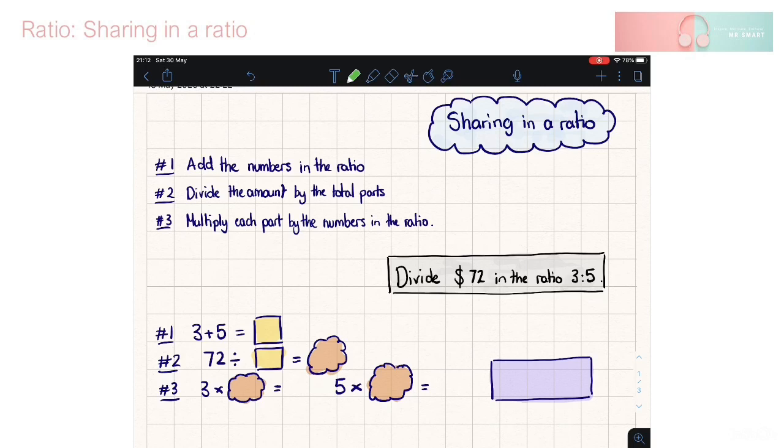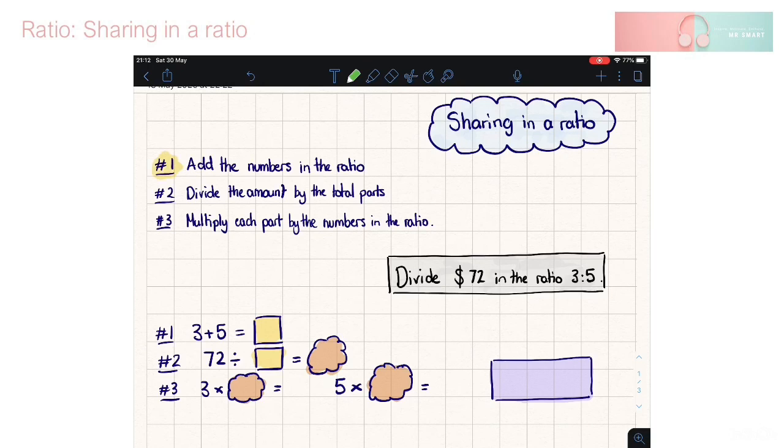In this video, we're going to be looking at sharing in a ratio. Now, there are two key numbers in a ratio question. Firstly, the amount that you're sharing, and secondly, the ratio in which you're sharing it. Once you have that, it is then a three-part process.